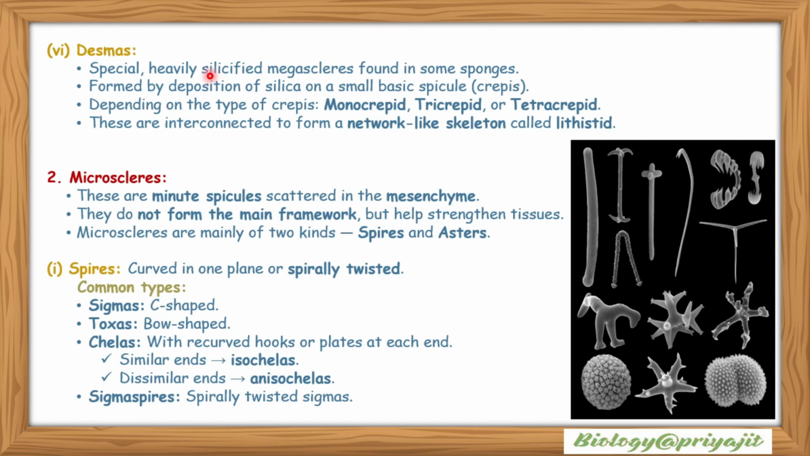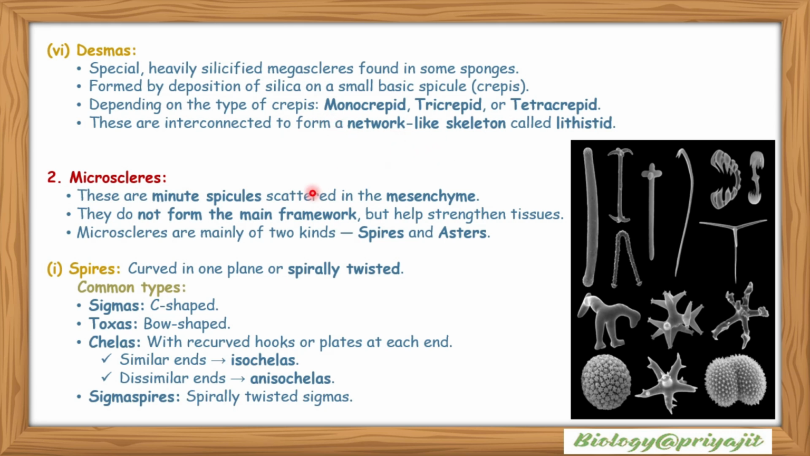Desmas are special heavily silicified megascleres found in some sponges. They are formed by deposition of silica on a small basic spicule or crepis. Depending on the types of crepis, they can be monocrepid, tricrepid and tetracrepid. These are interconnected to form a network-like skeleton called lithistid.